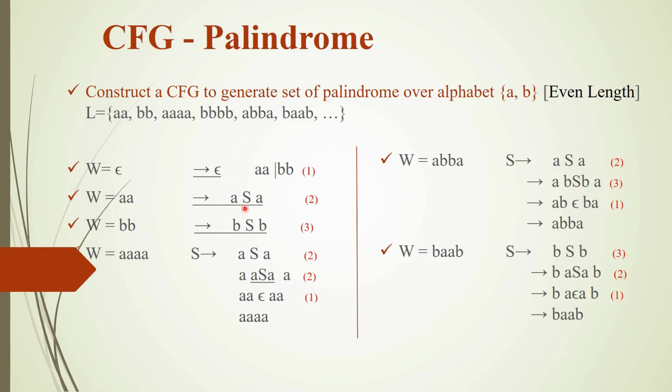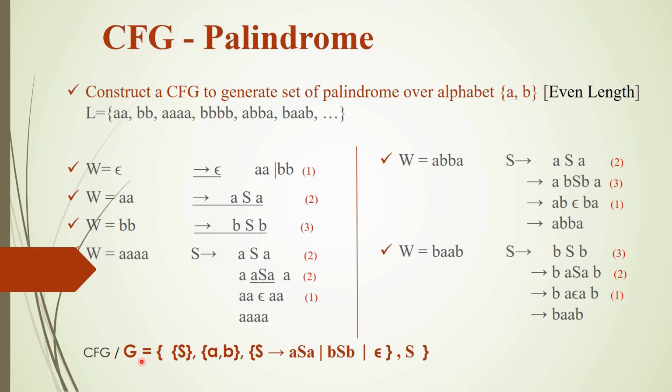Now you can see that all the strings we generated are of even length. I hope you understand this. Therefore the requested grammar is mentioned here, and our production rules are as mentioned in this grammar, which is nothing but the first expression, the second expression, and the third expression.